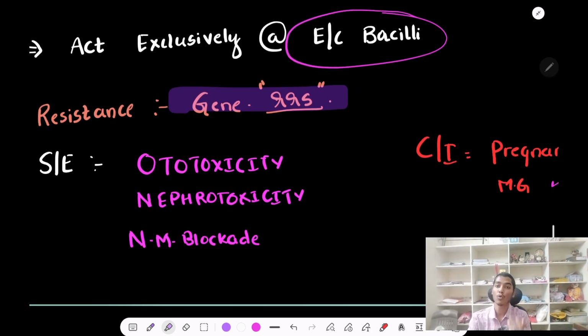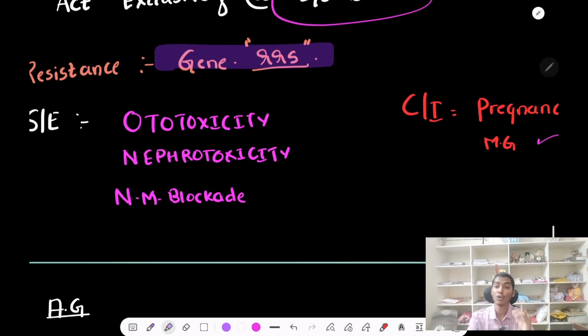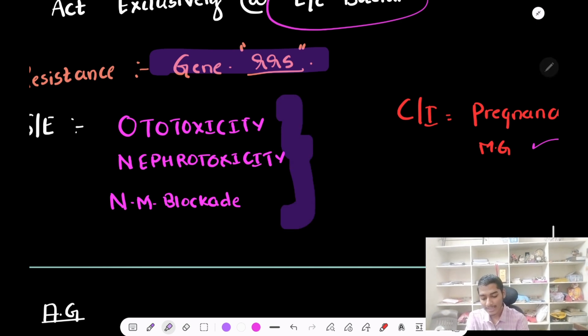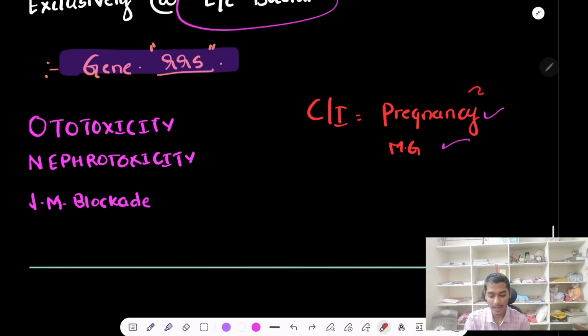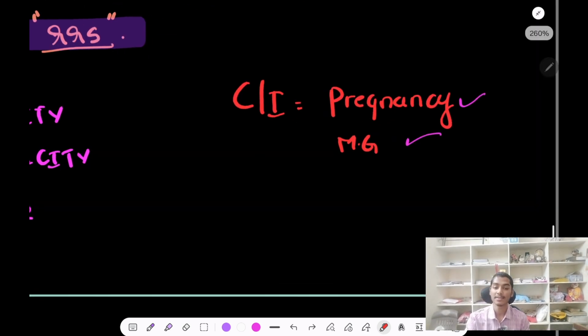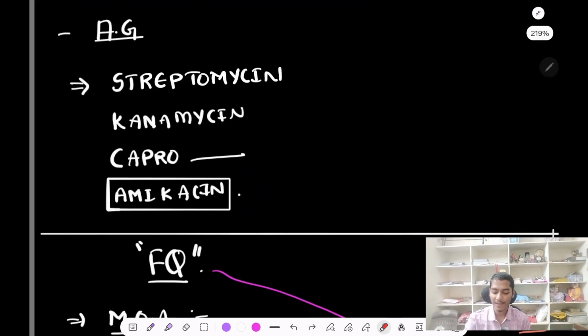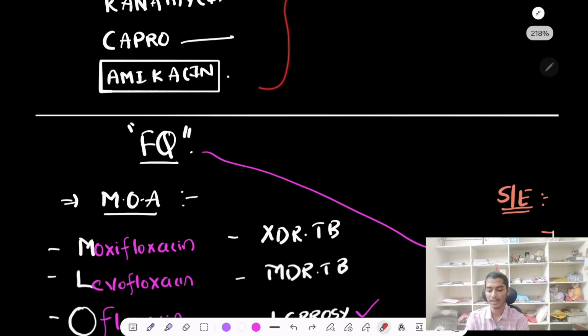Side effects: ototoxicity, nephrotoxicity, and neuromuscular blockade. Because of these side effects, they are contraindicated in pregnancy and myasthenia gravis, you can see. Then we have these, the aminoglycosides which are there, same.